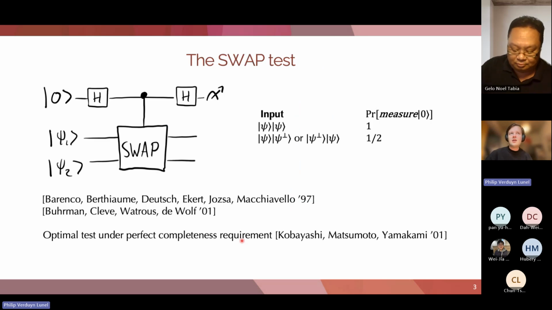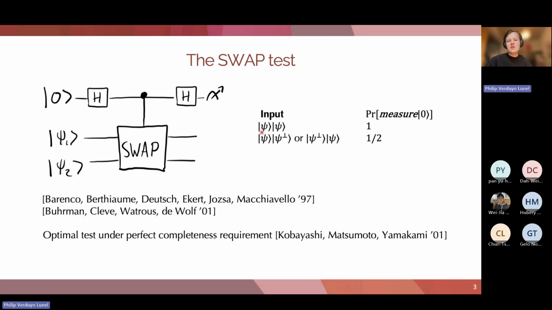In the swap test, I think initially it was only for qubits, and most of the time in this talk, I will only talk about qubits. So the swap test is as follows. You get as an input two states, psi1 and psi2, as I call them here. I give you the promise that they are either equal, so you're either going to get psi as an input, or one of the two states is orthogonal to the other, so psi1 is orthogonal to psi2. The task is then to find the best measurement that distinguishes between these two cases. And you can prove that the optimal measurement to do this is the so-called swap test.